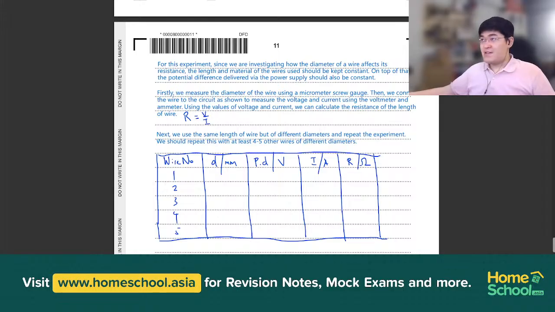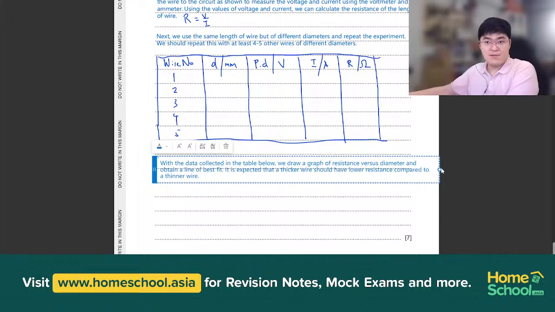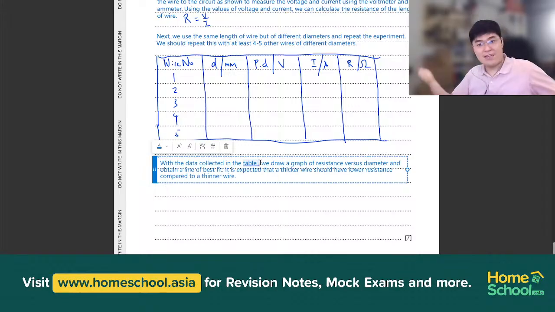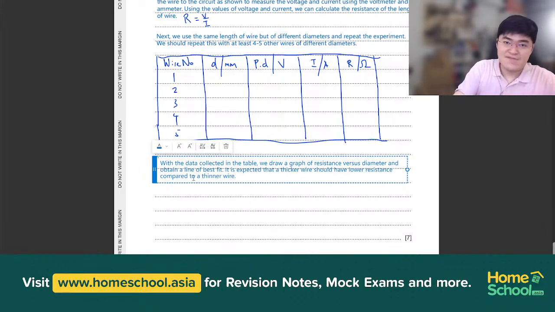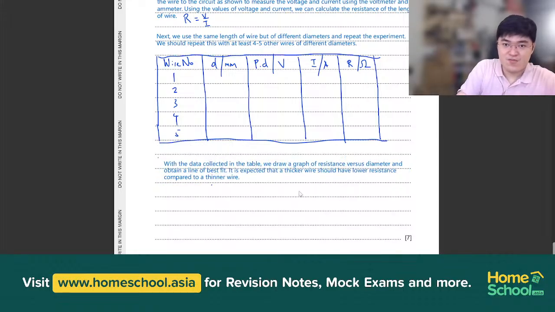Now, with this data collected, let's do this table. With the data now collected in the table, we can draw a graph of resistance versus diameter. So the graph should be like this.